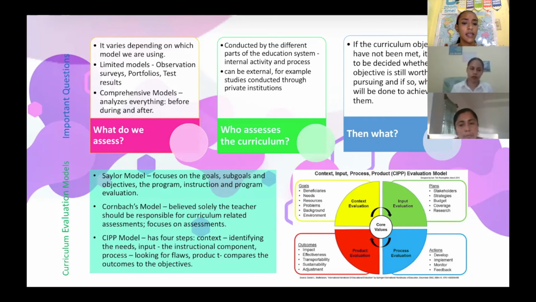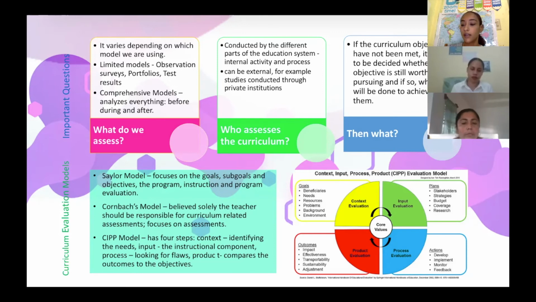Hornbach's model, he believed that only the teacher should be responsible for curriculum assessment, and therefore his model only focuses on assessments. The CIPP model was made by Daniel Stufflebeam, and he believed that we learn by doing, and he had 4 steps in his model.